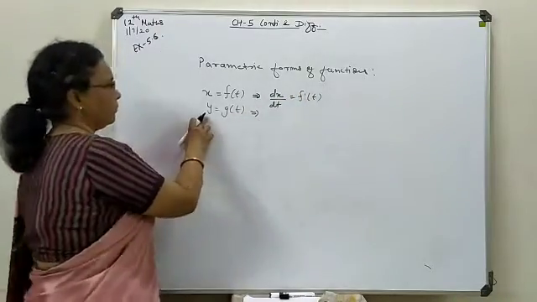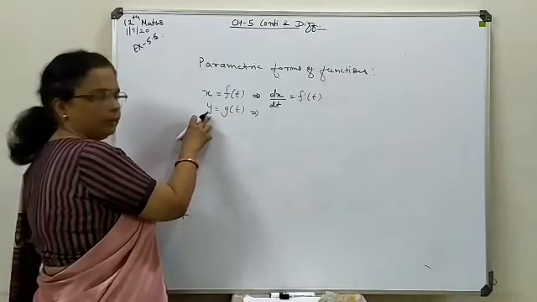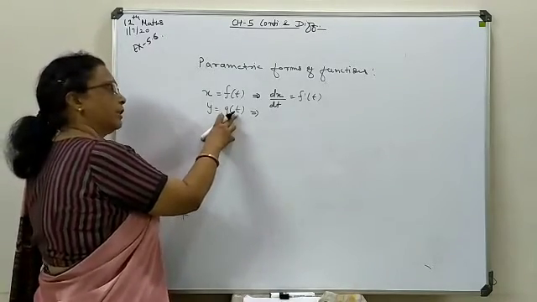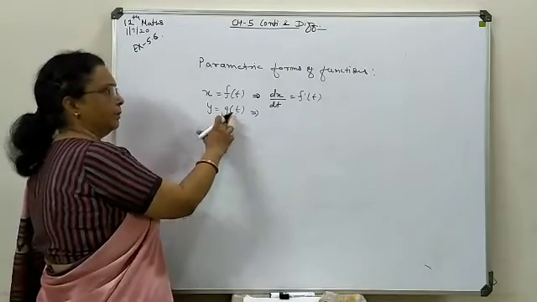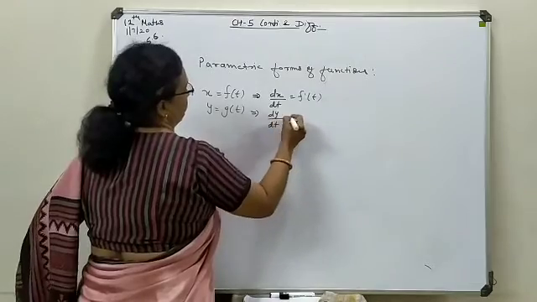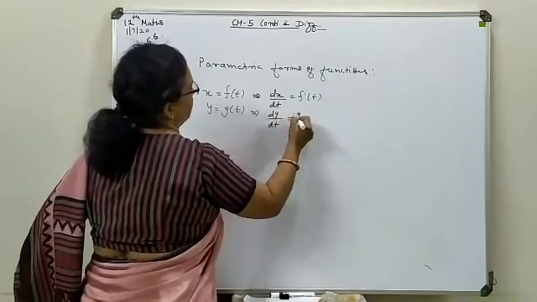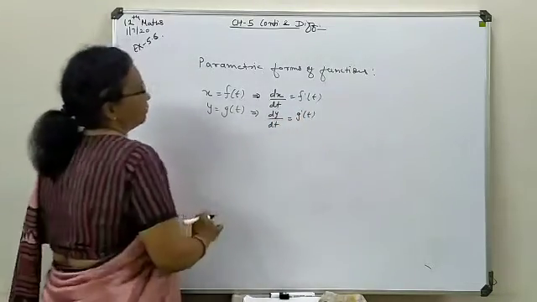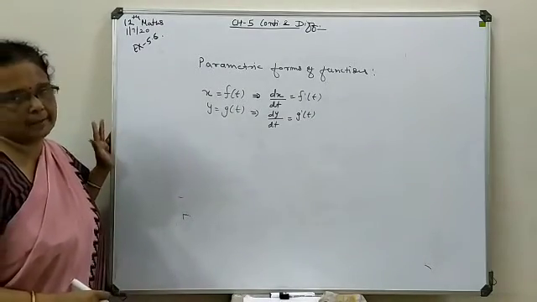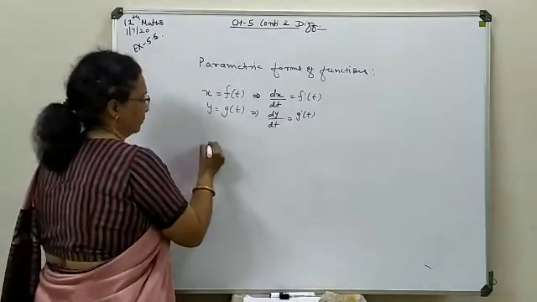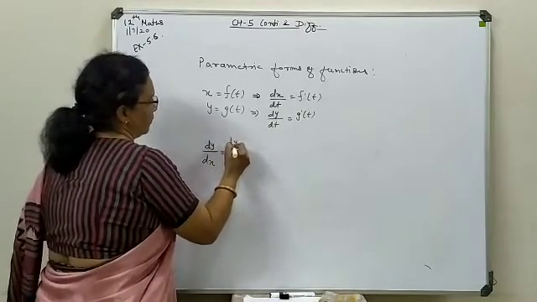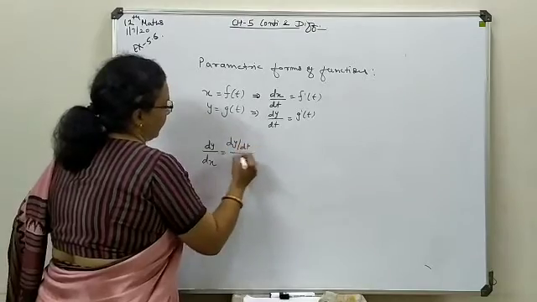Secondly, this second variable, that is y, you will differentiate again with respect to that third variable. That means here you will find dy by dt, which is g dash t. But at last your aim is to find dy by dx anyhow. So here you will write dy by dx by dividing both the terms, dy by dt and dx by dt.